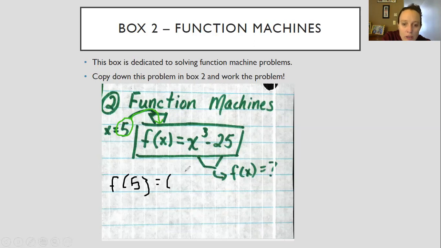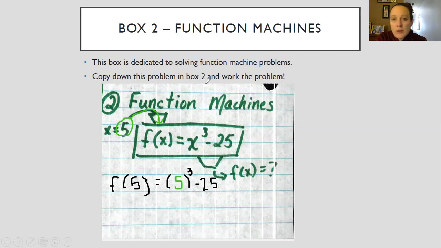Now, when you are substituting in numbers into a cube or a square or multiplication or division, please put parentheses there. It's going to make your life a lot easier. We're putting in 5 right here. That is my input. That's why I put it in green. And we're going to cube it.